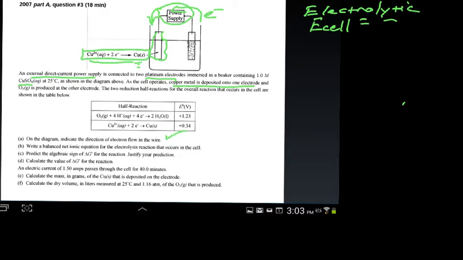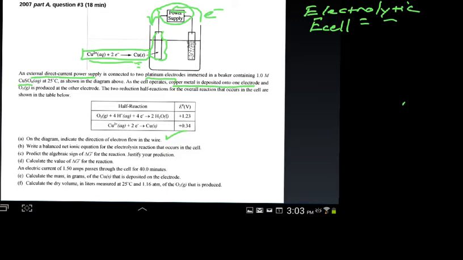Boom, done. You notice it didn't really say if you should justify your answer. It would always be a good idea to do that. And so your justification would be, well, copper's being reduced, and the evidence for that is the electrode is getting bigger or more massive, and therefore electrons need to be flowing towards the copper.